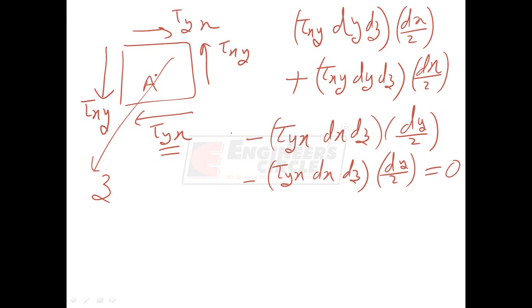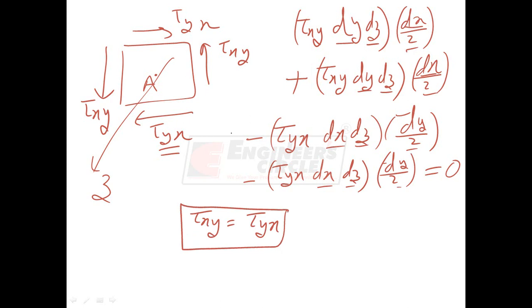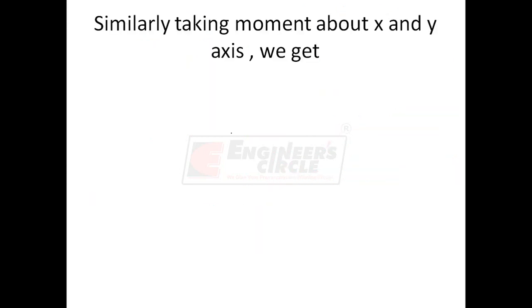Now if we simplify this equation, we will see that dx dy dz is common in every term. We take them out and this 2 can also be taken out, so we will get tau xy is equal to tau yx. Therefore the conjugate shear stresses at a point are equal, as proved by balancing moment at point A about z axis. Similarly, if we take moment about x axis and then about y axis, we will get that tau yz is equal to tau zy and tau zx is equal to tau xz. Therefore conjugate shear stresses at a point are equal.